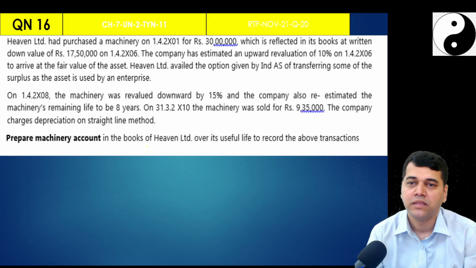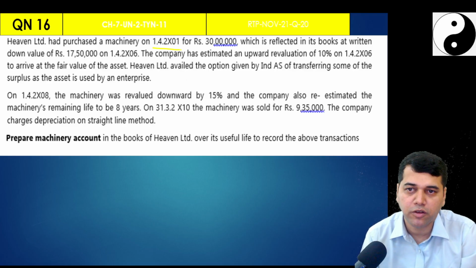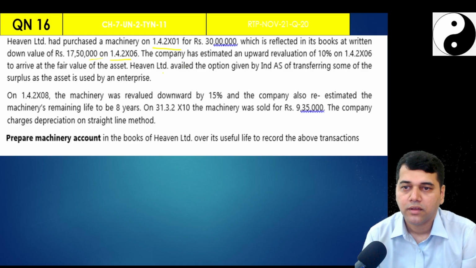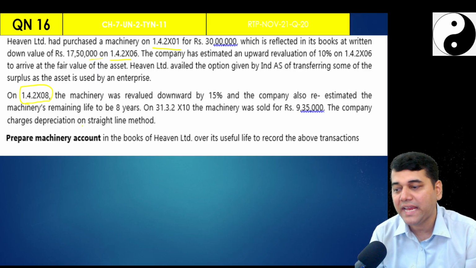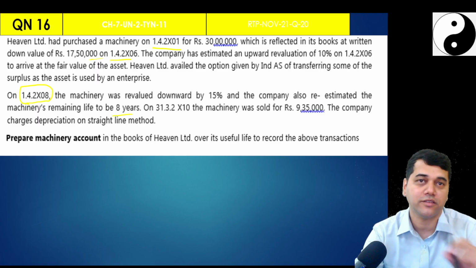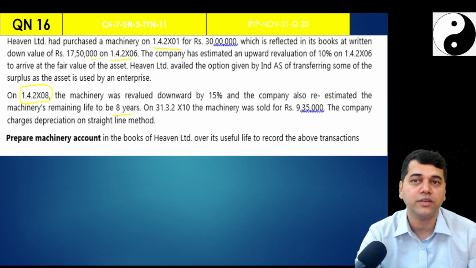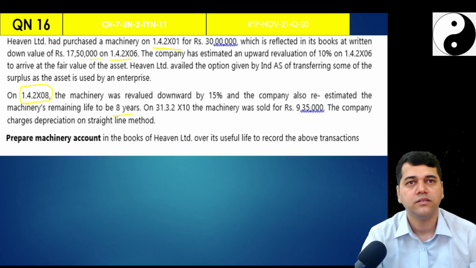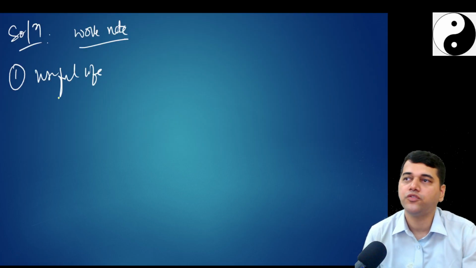The question is clear. They said you purchased on 1st April 2011. Then you charged some depreciation. And on this day in 2008, you said the remaining useful life to be 8 years. Okay, how did you get 12? Yes, students, please pause the video before we proceed and calculate the useful life. I hope you have got that. 12 years.